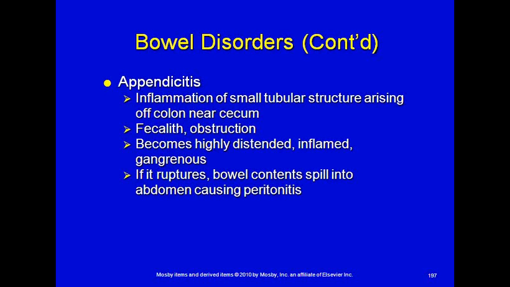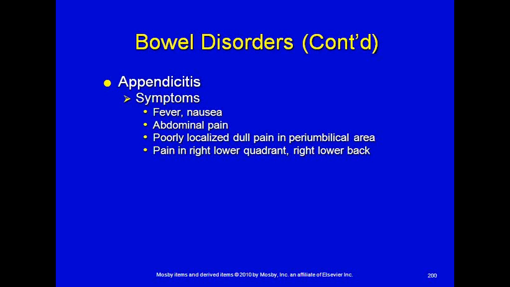Fecalith obstruction can occur where you can actually get material in the appendix, which is like fecal matter. The appendix becomes highly distended, inflamed, and gangrenous, and then if it ruptures, those toxins and all those poisons are spilled into the abdomen, causing a peritonitis.